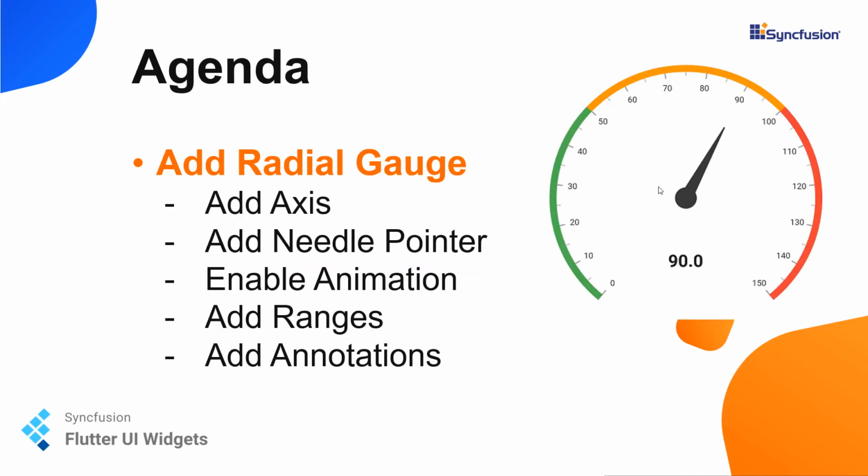Today I'm going to teach you how to add a simple radial gauge to your Flutter application, and we can see how to add an axis, add needle pointers, and enable the animation for the pointer. We can also customize the ranges for the axis, and we can also see how to add an annotation to represent the needle pointer value.